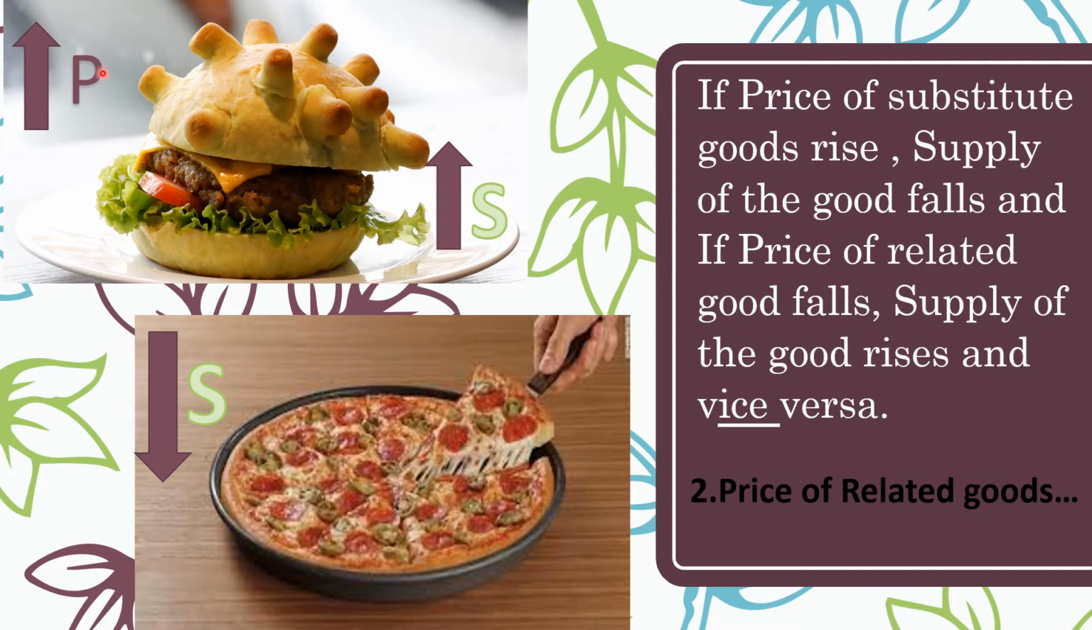Well, if the price of burgers rises, the supply of pizzas will fall. Whereas if the price of burgers falls, the supply of pizzas will rise. Why? Because when the price of burgers falls, the price of pizzas will be higher comparatively. So there is a possibility of making higher profits. So the supply of pizzas will rise.